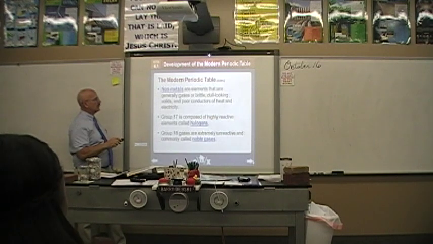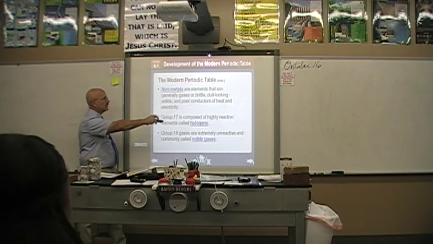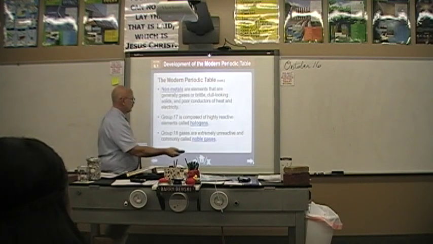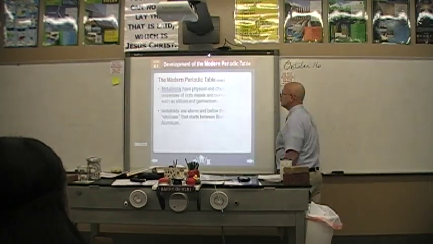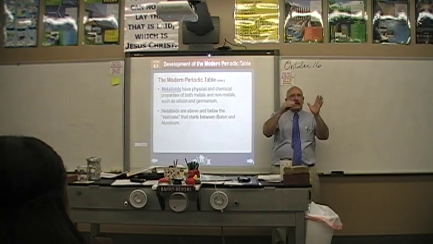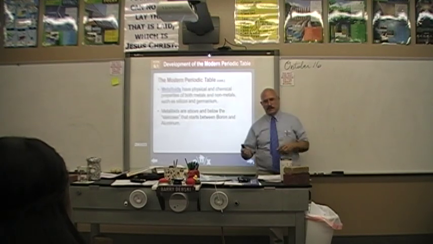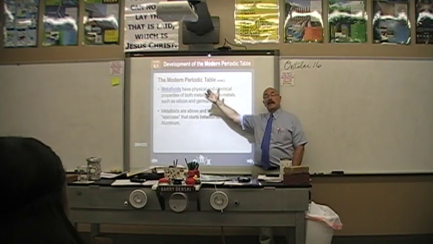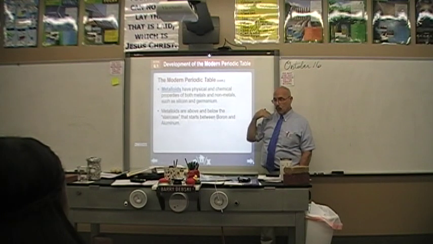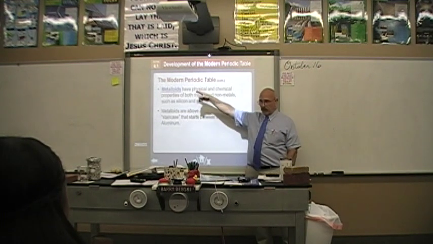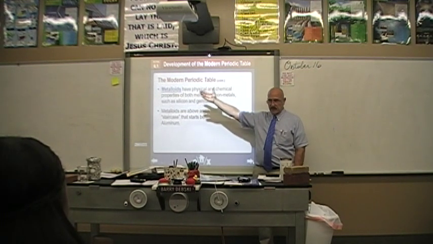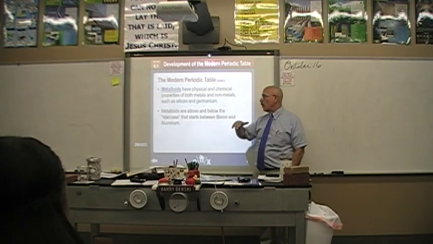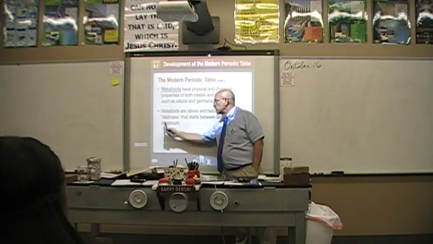Okay, so these are the nonmetals, halogens and noble gases. Okay, now in between the metals and the nonmetals, we have these weird ones, okay? And they sometimes act like metals, and they sometimes act like nonmetals. And they're called metalloids, okay? It's just a weird word that means sometimes metals. Now the metalloids fall on or below what I call the staircase.